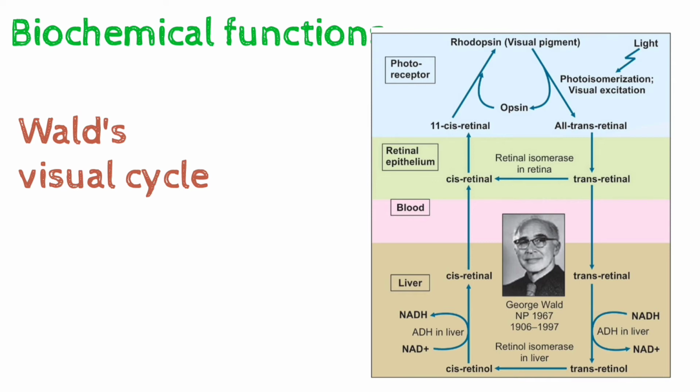There, trans-retinal is converted to trans-retinol. Again, this trans-retinol is converted to cis-retinol, which is further converted to cis-retinal and is transported back to retinal epithelium, where it is converted to 11-cis-retinal, which combines with the opsin to form rhodopsin. This is the Wald's visual cycle.